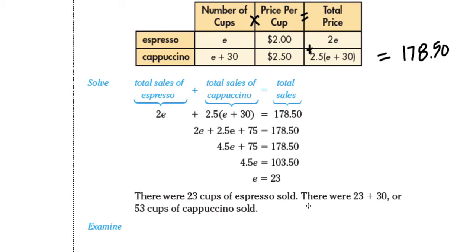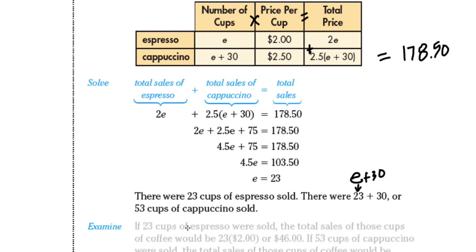And let's go back to our let statement. Our let statement said that cappuccino is represented by E plus 30, and we know that E is 23. So 23 plus 30 equals 53, or 53 cups of cappuccino were sold. And finally, let's do the examine part of this.